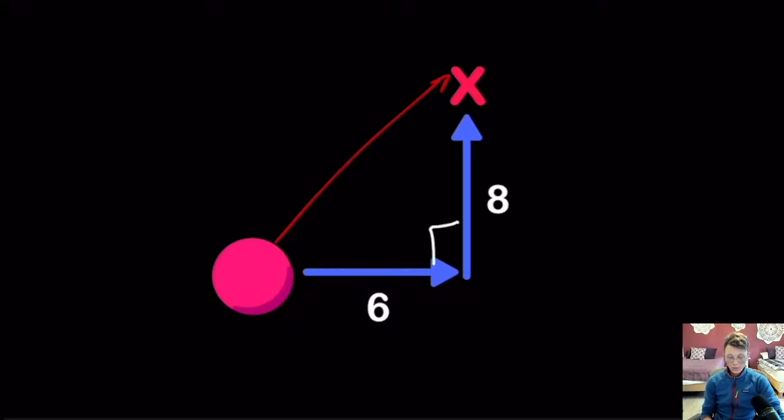And this is an example of the 3, 4, 5 triangle, because this side is 3 times 2, this side is 4 times 2, which means this side over here is going to be 5 times 2, or 10. Yes, you could use the Pythagorean theorem to solve this problem, but if you can recognize this pattern, it's going to be a lot faster.